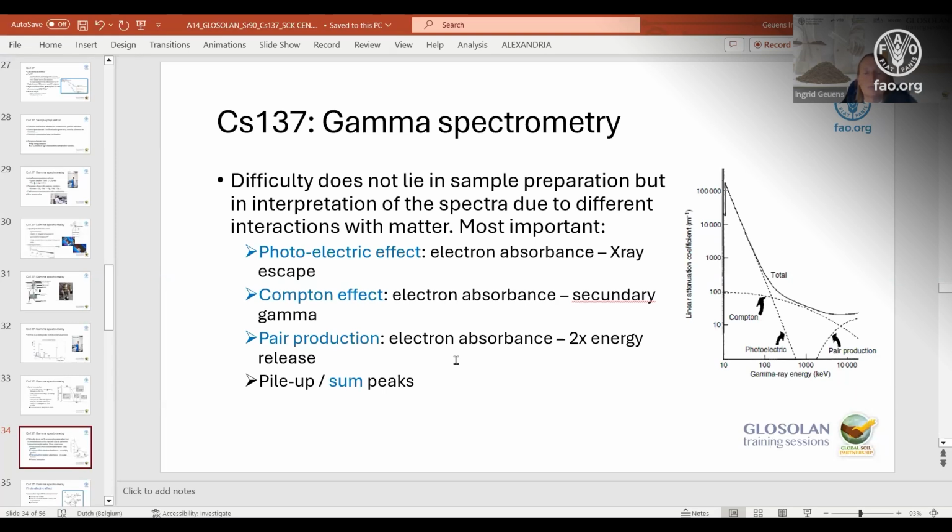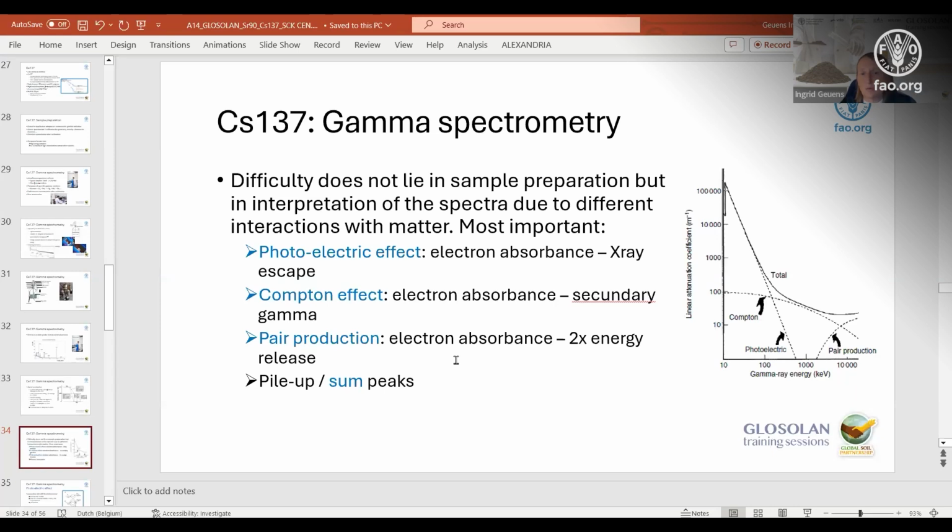So ideally, there would be no background and there would be just one peak, but most spectra don't look like that. There are a lot of interactions, but I will explain the most important ones, and that's the photoelectric effect, the Compton effect, the pair production, and the pile-up or the sum peaks. The photoelectric effect is in fact an electron absorbance and an X-ray escape. I will explain a little bit more in detail in the next slides.